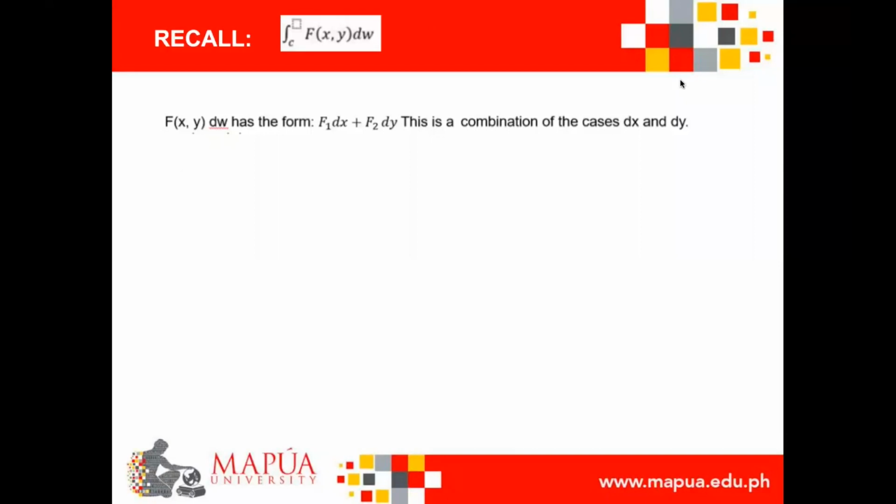In this lesson, we will be evaluating line integrals of the form integral of f of xy dw along the curve C, where f of xy dw has the form f sub 1 dx plus f sub 2 dy. This is a combination of the cases dx and dy. dx and dy here are the two paths of integration that we will be dealing with.